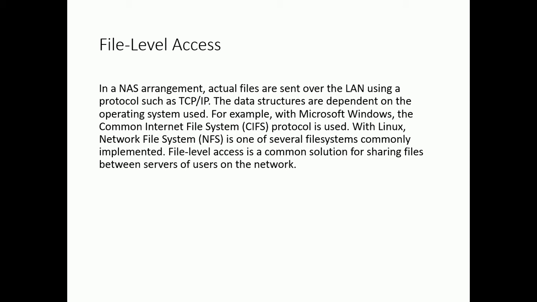File level access is when we can access files on the network using some protocol. Usually that protocol is going to be Samba or SMB, or Server Message Block. So this would be like a UNC path in Windows. Another possibility would be NFS, which is the Network File System. And there are a couple of other protocols we can use for this.